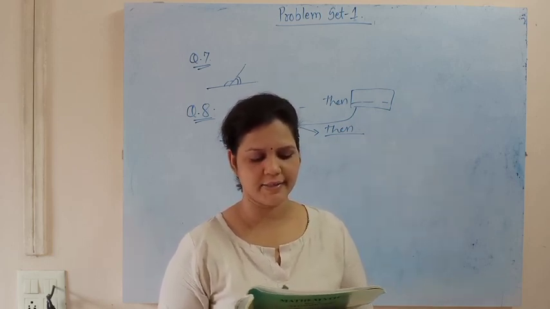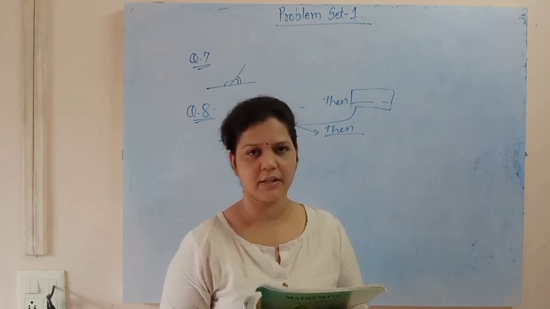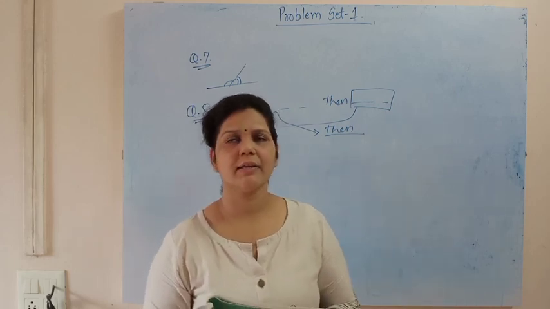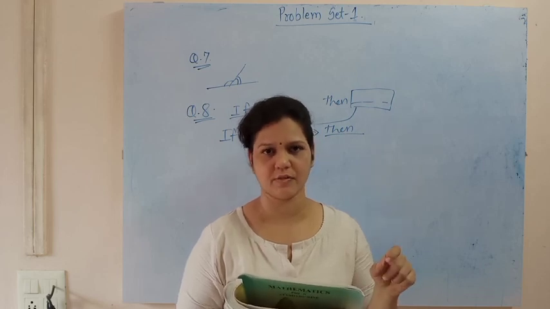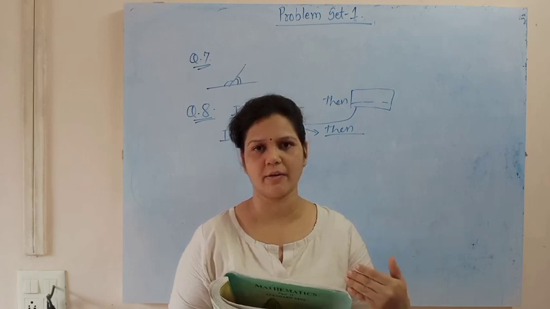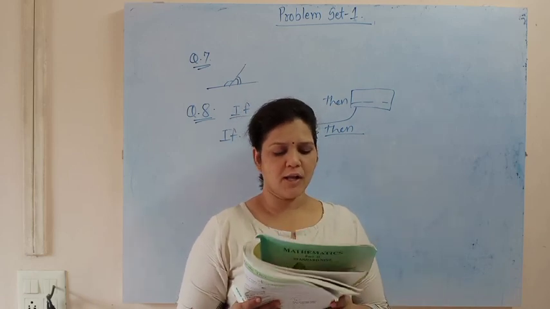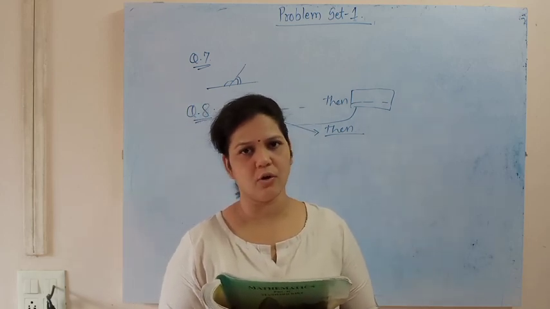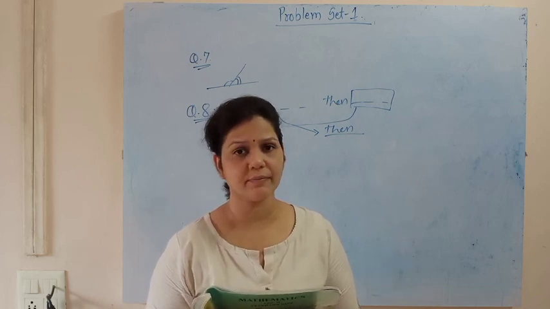Write the antecedent, that is the given part, and the consequent, that is the to prove part, in the following statements. That means in question number 9 we are given the statements and we have to find out the given and to prove part from the statement. Quite easy. See, if all sides of a triangle are congruent, then all its angles are congruent. This is the statement. Okay, so how to write given?